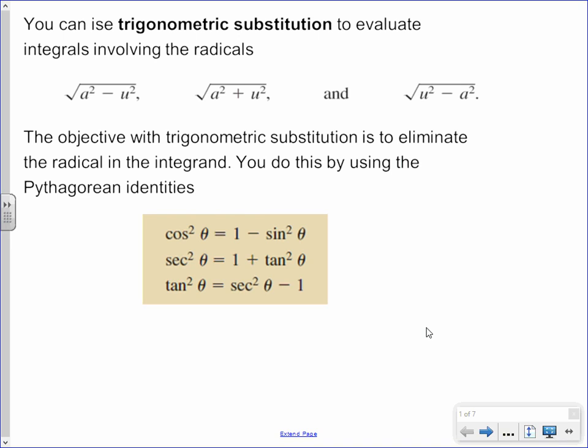These three Pythagorean identities are what we're going to use for trig substitution. Basically, if we have any of these radicals, or any of those raised to a power like 3 halves or whatever, we can use trig substitution and use these identities to get something to work out quite nicely.